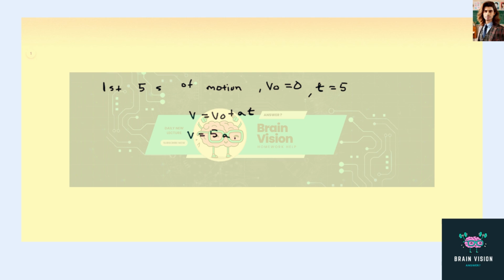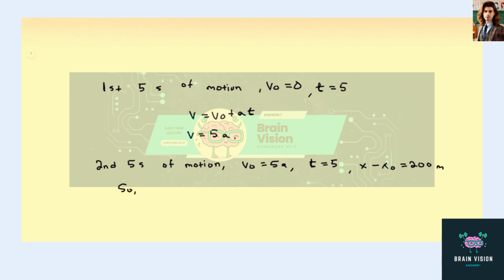Now, the next key idea is that this final velocity of the first 5 seconds is equal to the initial velocity of the second 5 seconds. And so for the second 5 seconds of motion, v naught is equal to 5a. t is still equal to 5. And we're told that x minus x naught, the distance traveled, is equal to 200 meters.